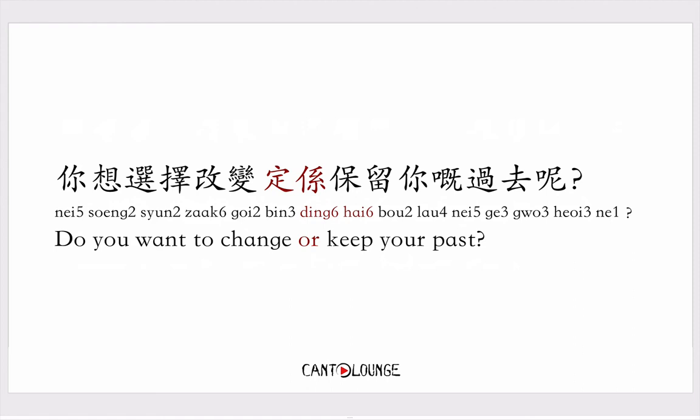Imagine you're just having a conversation with a friend, and one day you feel maybe philosophical, you might ask your friend. In the full blog post version, it's supposed to be prepended with "if you could go back in time," right? And then the question comes out. But let's forget about that part for now and focus on the 定係。你想選擇改變定係保留你嘅過去呢？You want to choose to change 定係 or 保留你嘅過去呢？To keep your past, right?